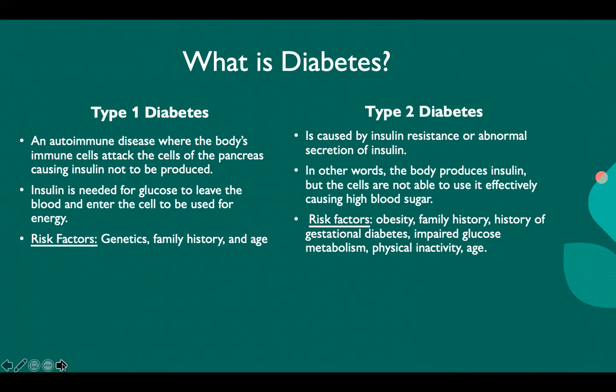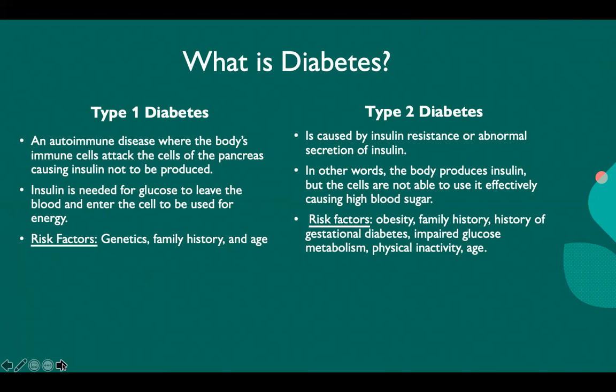The risk factors for type 1 diabetes are genetics, family history, and age. Usually type 1 diabetes has an onset in childhood or adolescence. That means it starts or occurs at a younger age. However, there are some cases that occur later in life.